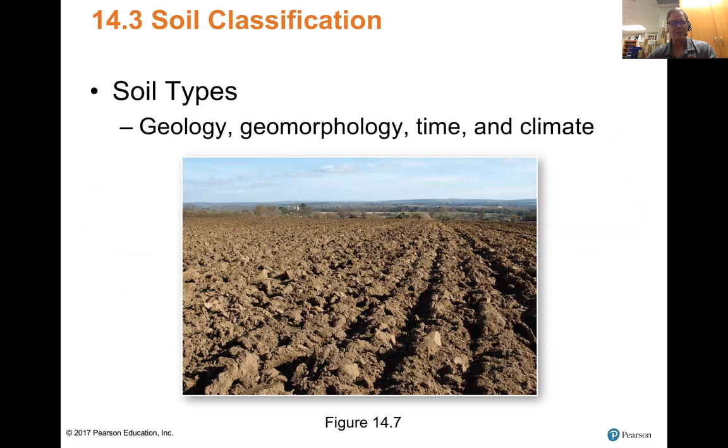Okay, I'll stop here and then we'll get into the soil types on the next one. There's lots of them, and I'm going to go through them a little quickly, but you can see in the book there's a graphic which will show you the soil regions over the whole world.